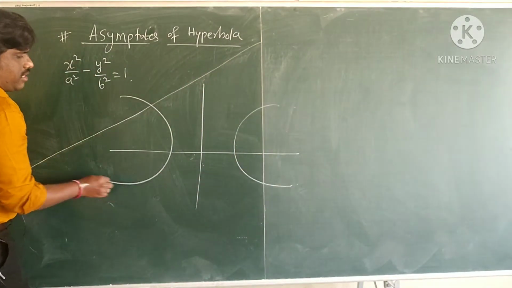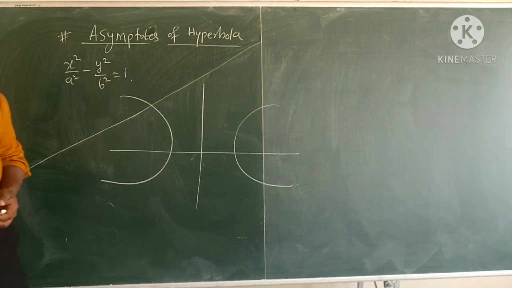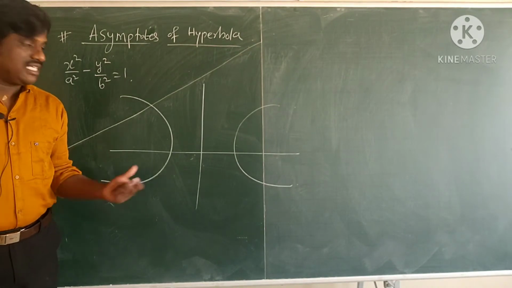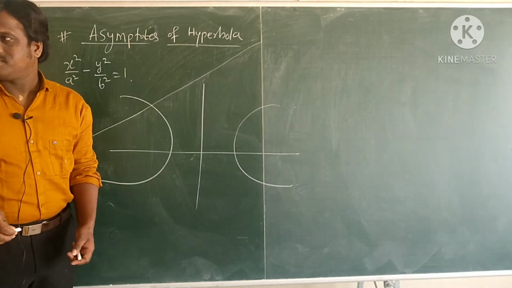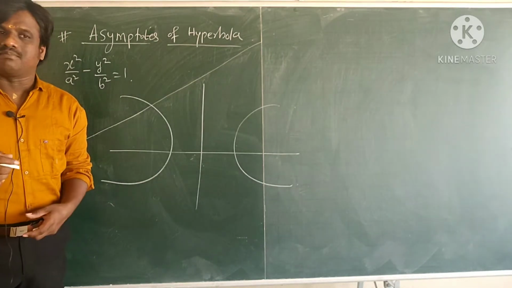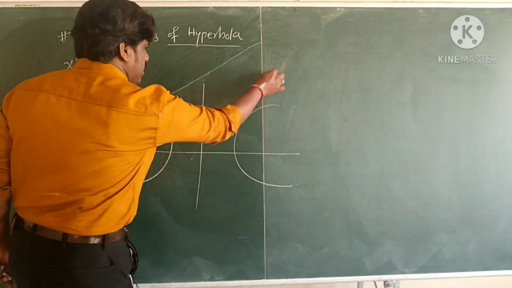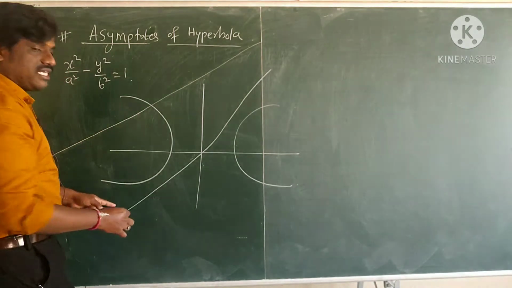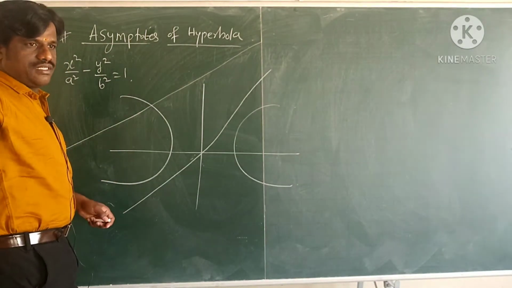So this is hyperbola. For every hyperbola there will be asymptotes. Asymptotes means one line touching the hyperbola at infinity. Suppose a line is there. This is the line. It is going on like this, and it is touching. We assume that it is touching at infinity.